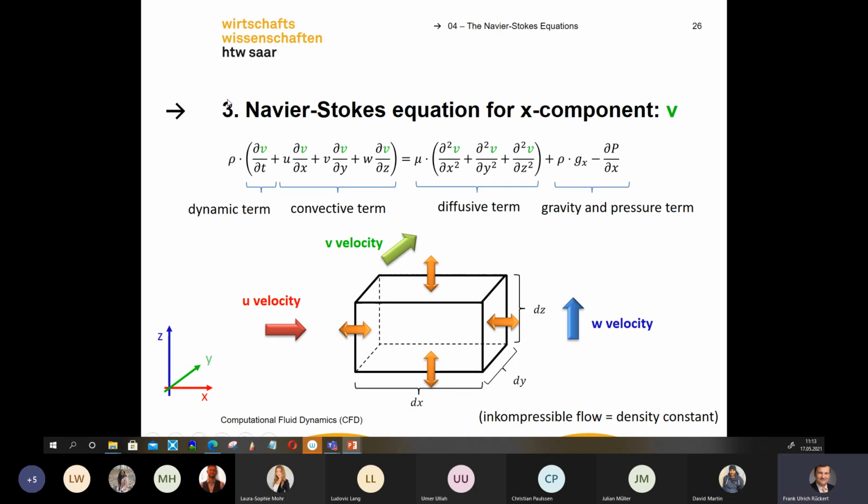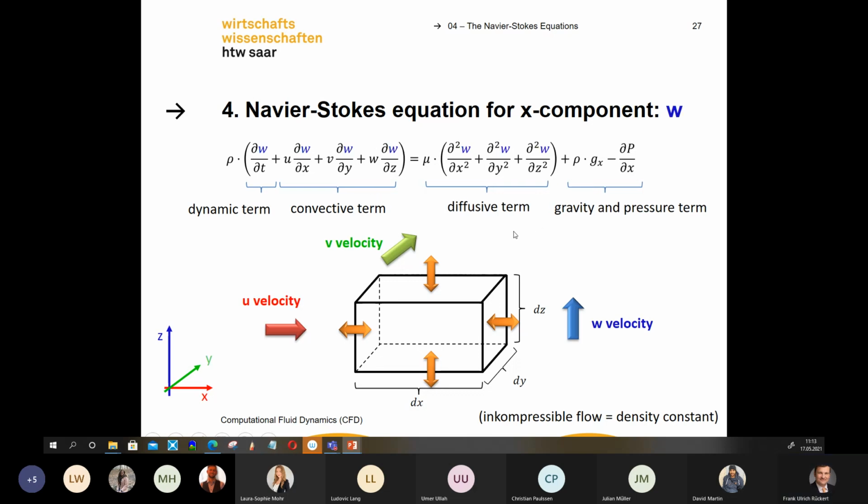Okay, I changed the slide. Now we have the third Navier-Stokes equation, the green one, and the slide is nearly the same. It describes the movement in v direction, and we describe here this movement in the y direction, and it looks pretty much the same as the slide before. And with the w direction, it's the same. It also looks pretty much the same. I just changed this w here.